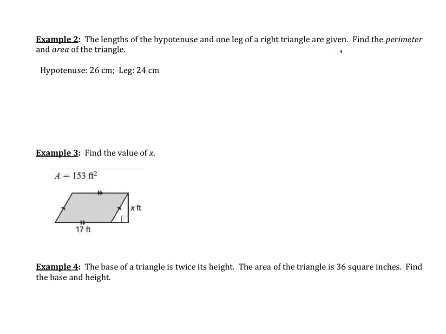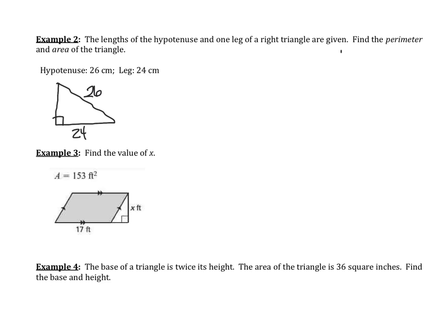Okay, let's see. It does tell me the lengths of the hypotenuse and one leg of a right triangle. So make sure that you've got your right triangle here. So I've got the right triangle. The lengths of the hypotenuse and one leg are given. So it tells us our hypotenuse is 26 and one of the legs is 24. I need to try and find the perimeter and the area.